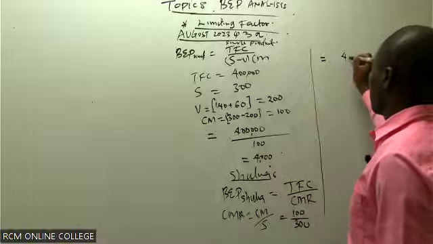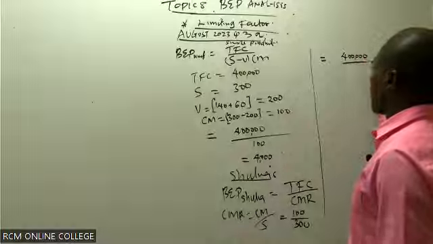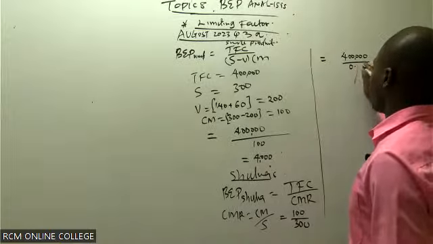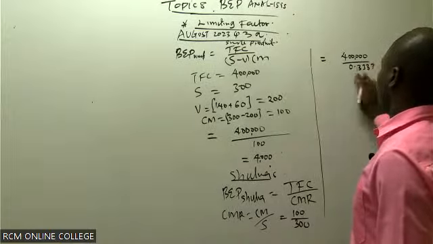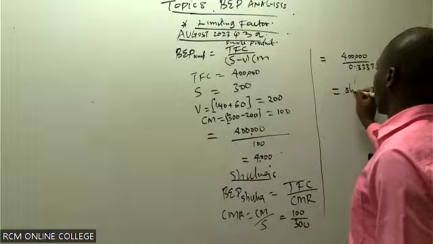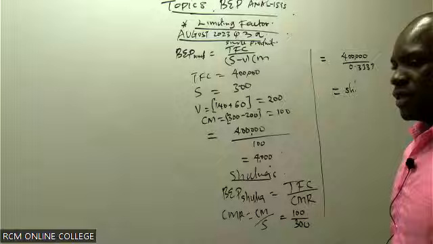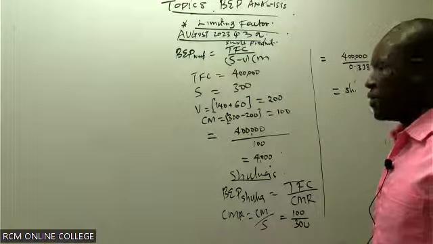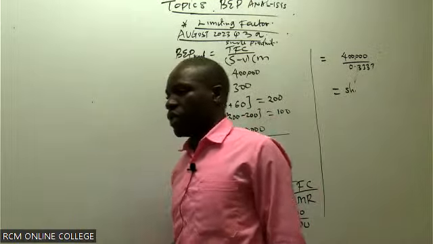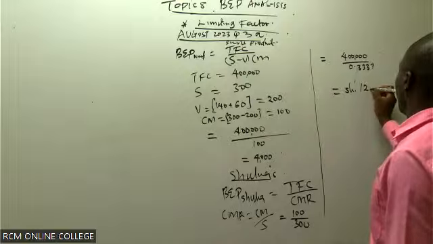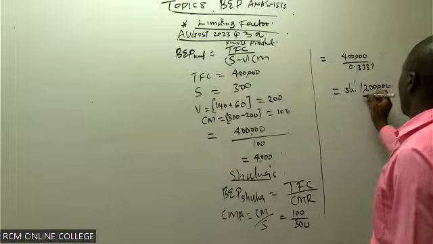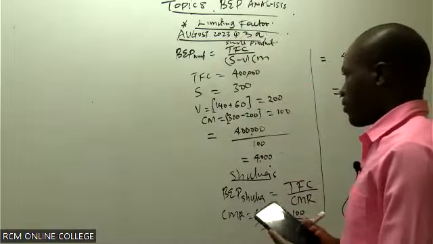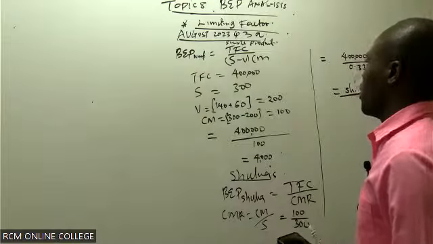Total fixed cost, 400,000, divided by the ratio, which is 0.3. What is our shillings? What is the break-even point in shillings? 1.2 million. So that is the break-even point in shillings of a single product.